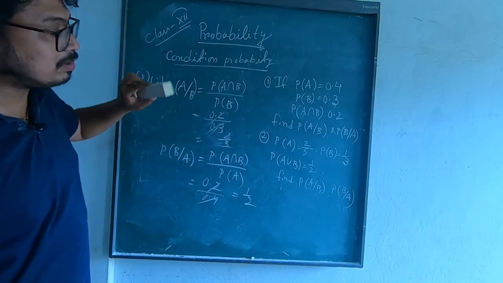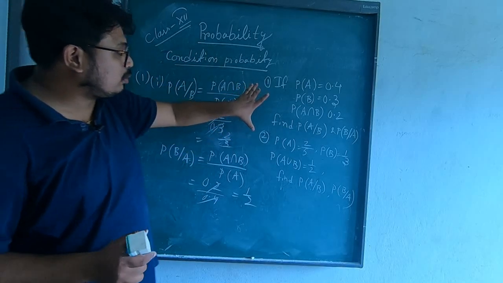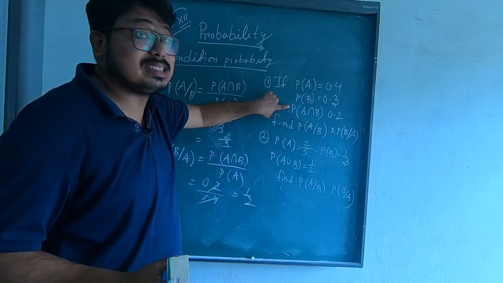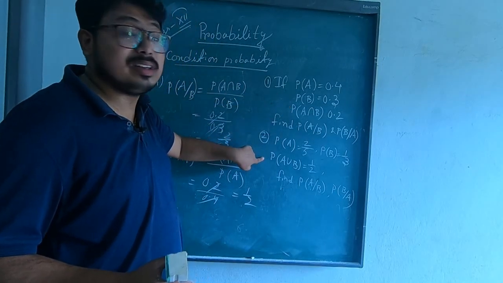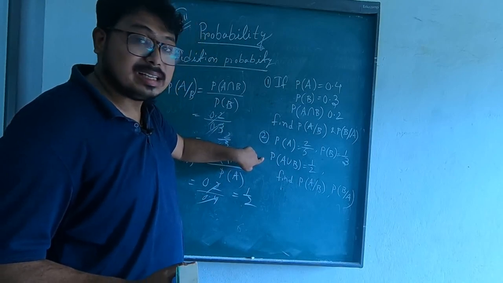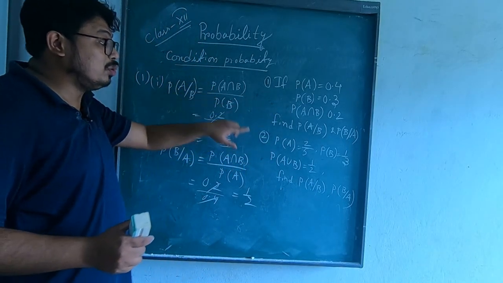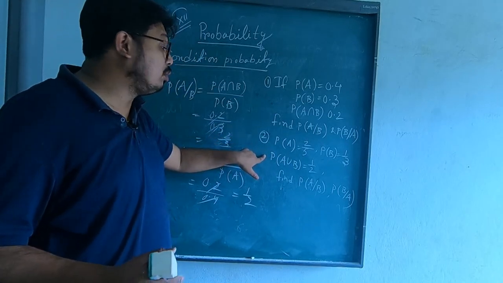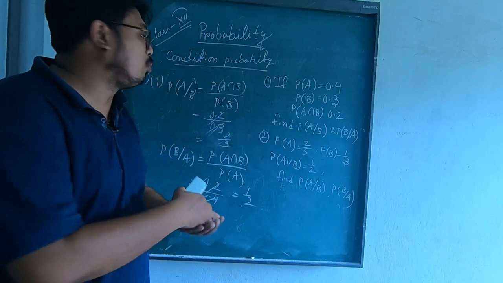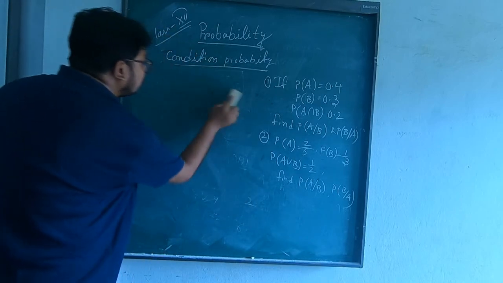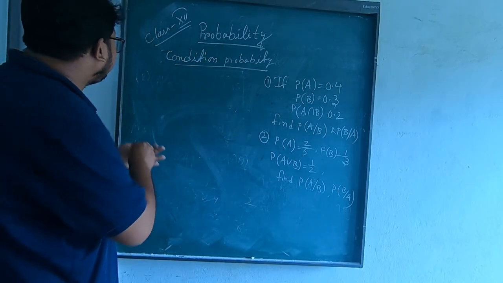That is, P of A is given, P of B is given. But the difference between the two questions is that here they gave P of A intersect B directly, but there they gave P of A union B. Clear? So how are you going to find it? We need A intersect B. We don't need A union B. So how are you going to find it? We use the previous formula that I have shown you. What formula is there? Number two.